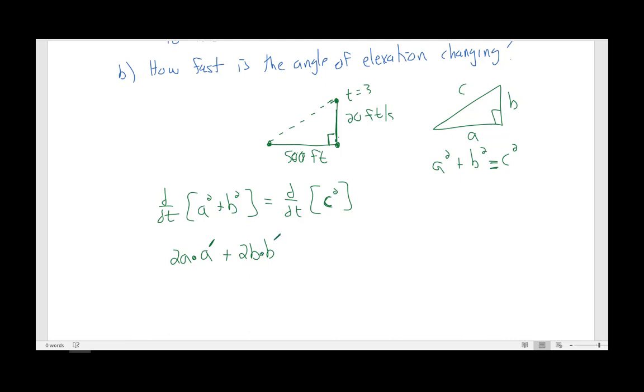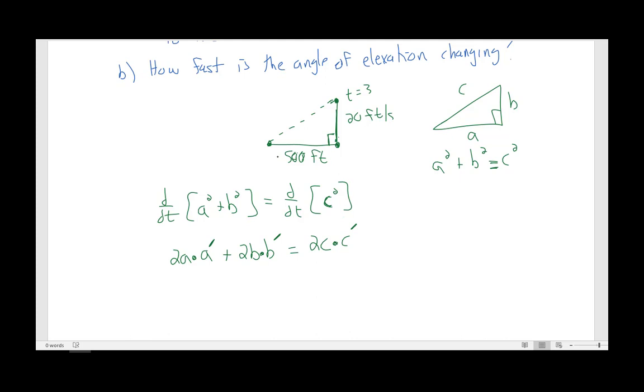I'm going to call that B prime. And then the derivative of C squared is 2C times dC dt. I'm going to call that C prime. So C prime is what I'm looking for here. So I need to have a value for C, for B prime and B, and for A and A prime.